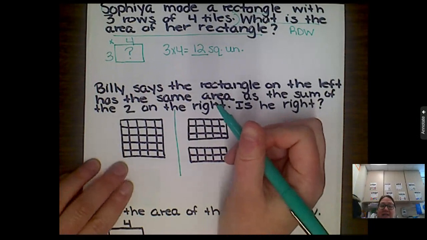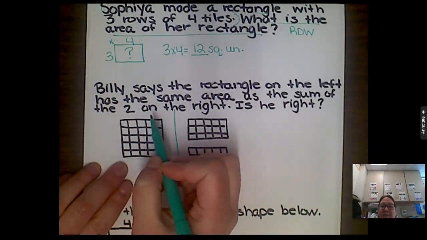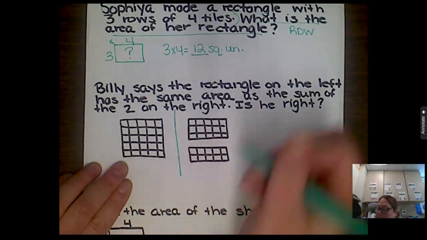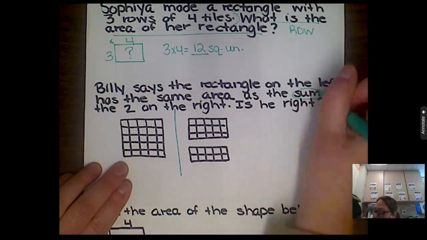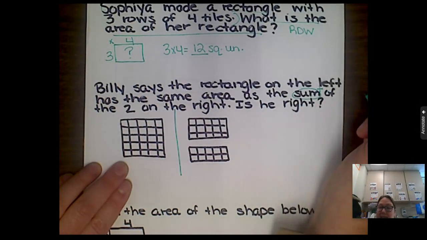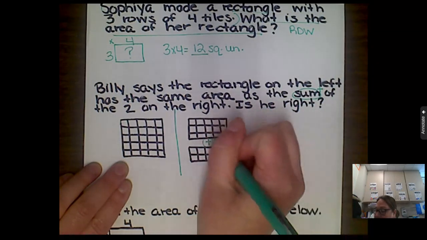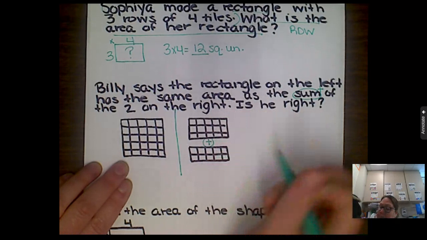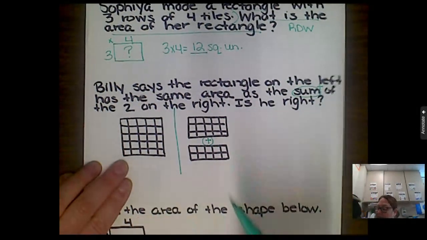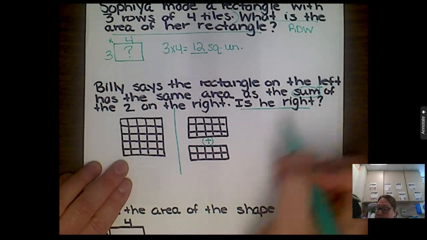Okay, so he says the rectangle on the left has the same area as the sum of the two on the right. Sum means that we're going to add. So he says the same area as the sum of the two on the right. So that means if we added these two together, it would equal this one right here. Is he right? Okay, well, let's find out the area.